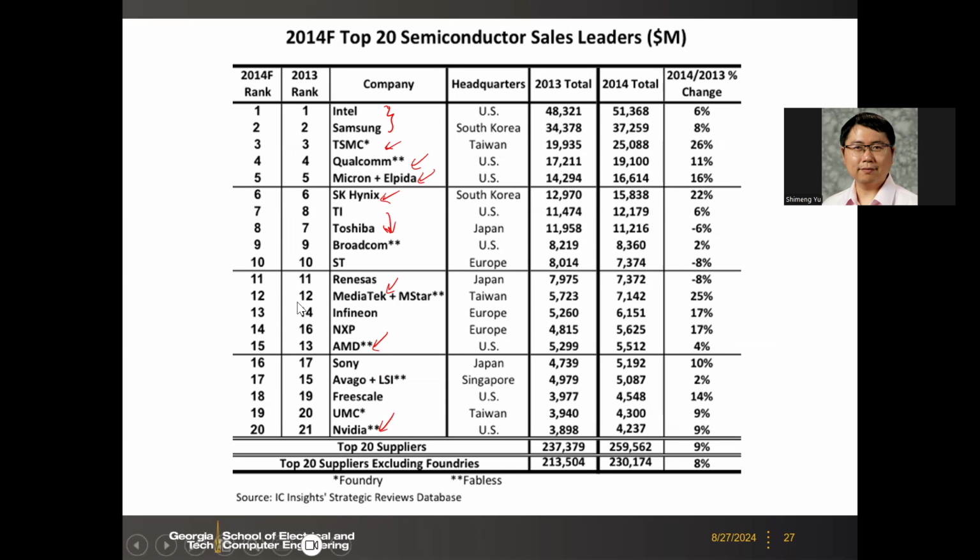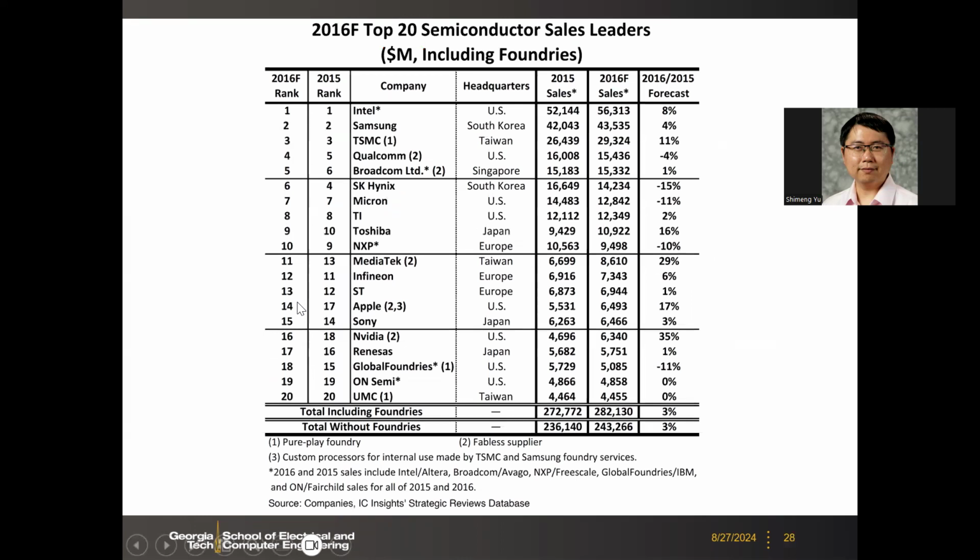So then 2016, not too many changes from 2014. Still, you see Qualcomm and Broadcom at the top. And the memory companies are doing pretty well, like SK and Micron. And NVIDIA's rank jumped a few spots.